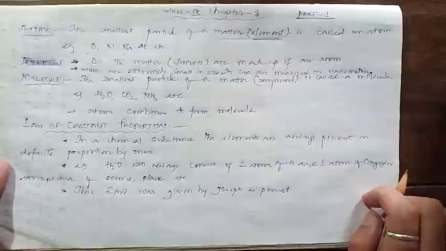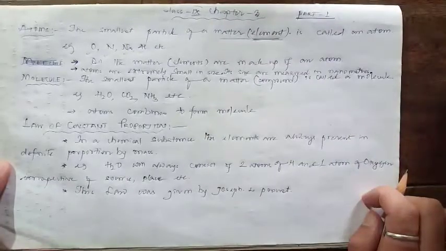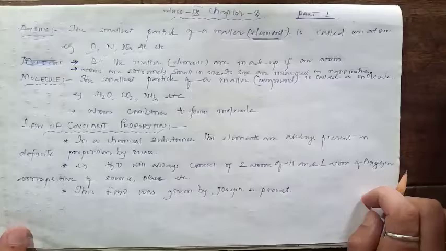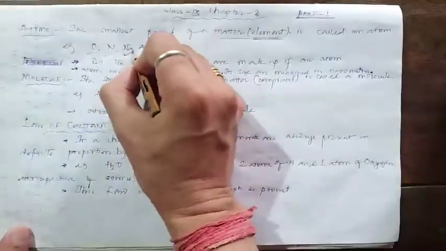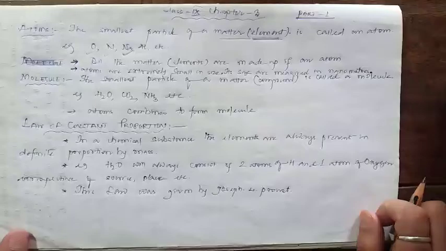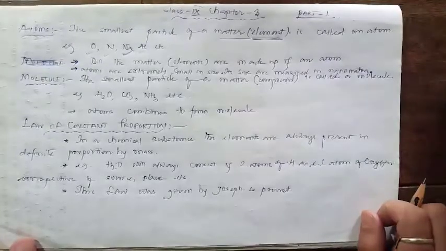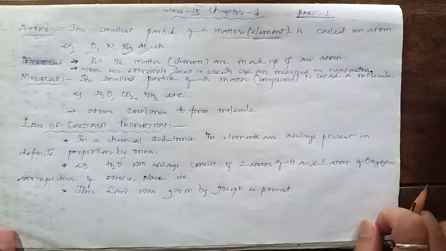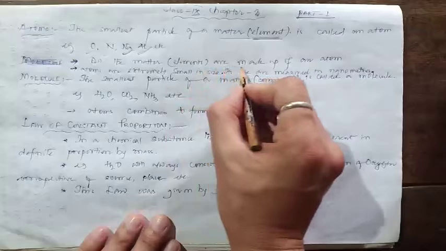Say suppose oxygen is an element. If you pick oxygen, oxygen will be made up of atoms. If you pick sodium, sodium will be made up of an infinite number of sodium atoms. If you pick the element aluminium, that aluminium will be made up of an infinite number of the smallest particles called atoms. So students, an atom is the smallest particle of a matter, that's an element. All the matter elements are made up of atoms.